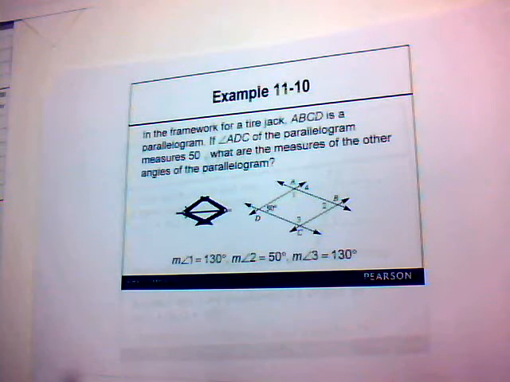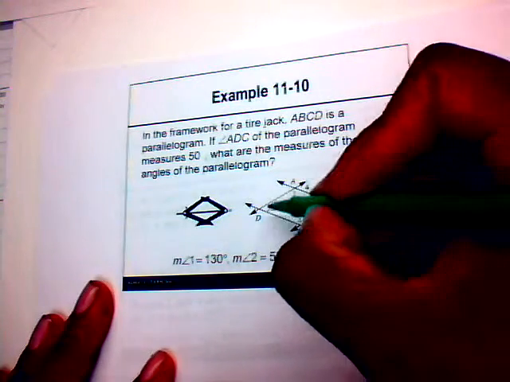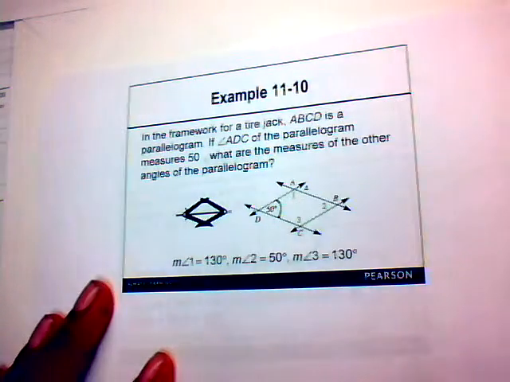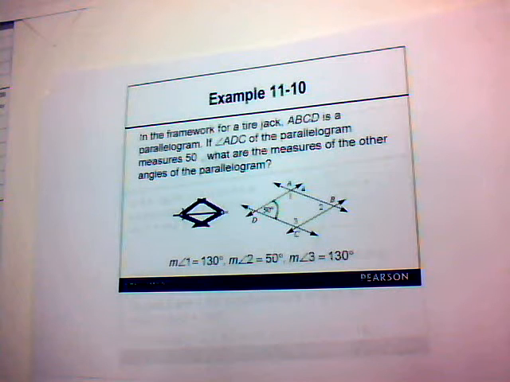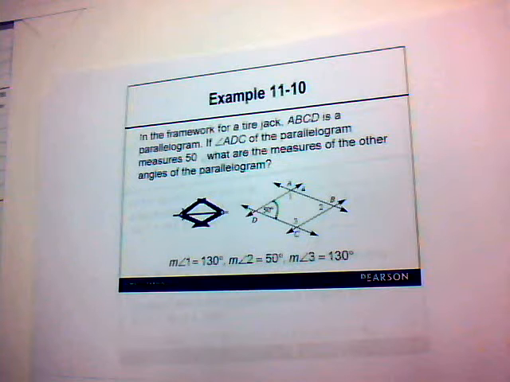So in this example, in the framework for a tire jack, ABCD is a parallelogram. If angle ADC of the parallelogram measures 50 degrees, what is the measure of the other angles in that parallelogram? Now let's take a look at this. We have ADC, which is this angle that I'm marking off right here. That's 50 degrees. We want to find the measures of the other angles in that parallelogram.